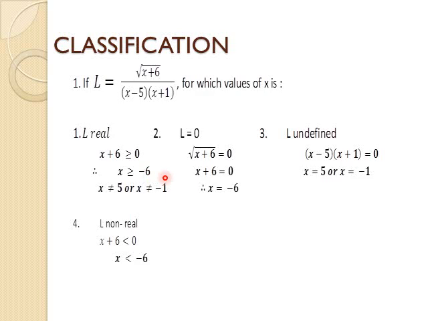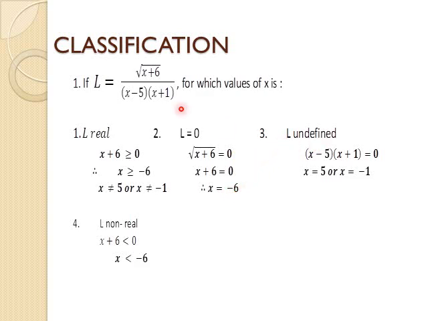Alright. In that list, if we continue, we're going to get 5 and negative 1. Remember, x can't be 5 because 5 minus 5 gives me 0. X can't be negative 1 because negative 1 plus 1 would give me 0. Anything divided by 0 becomes undefined. Alright, so for which values of x is L equal to 0? So L can only be 0 if the top is 0. If the bottom is 0, undefined. To make the top 0, I would say square root of x plus 6 equals 0. If I square both sides, I'm simply left with x plus 6 equals 0. If I take 6 over, I have x equal negative 6.